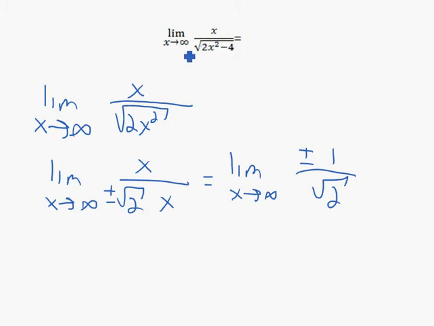If x is going to infinity, the top is going to be a huge positive number. The denominator is going to be a huge positive number. So a positive over a positive is a positive, so this should be positive 1 over root 2.